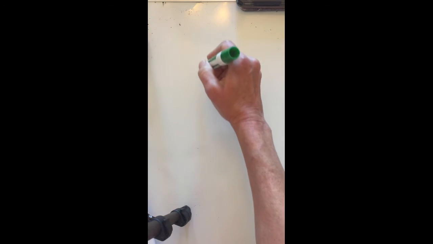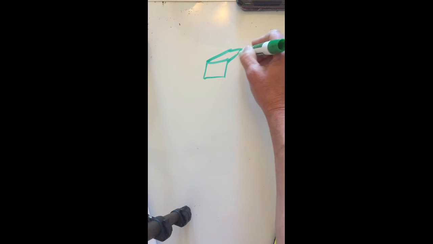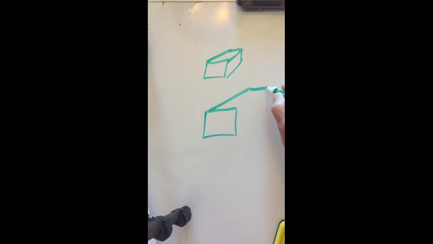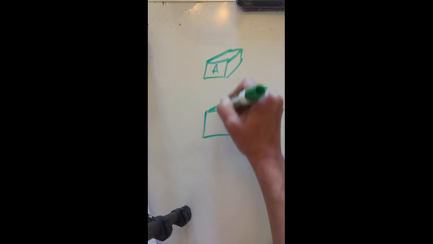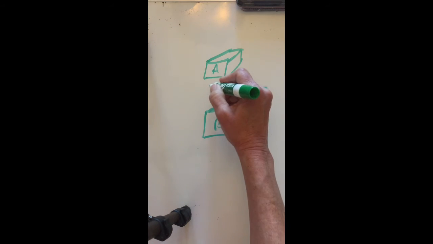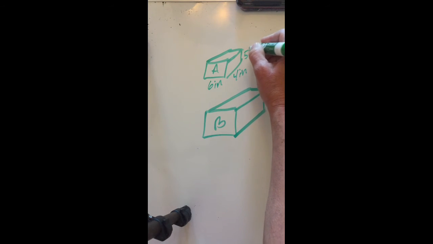So let's do that. We need 2 rectangular prisms. One is obviously going to be larger than the other. This is A and this is B. So let's label the dimensions that we're given. So we have 6 by 4 by 5 inches on prism A. So 6 inches, 4 inches, 5 inches.